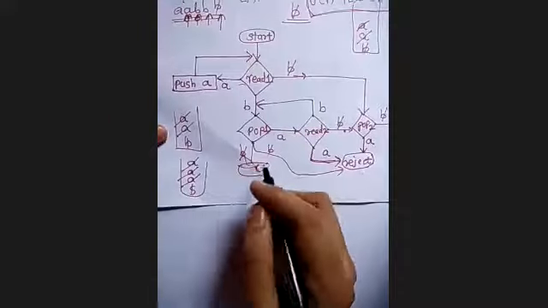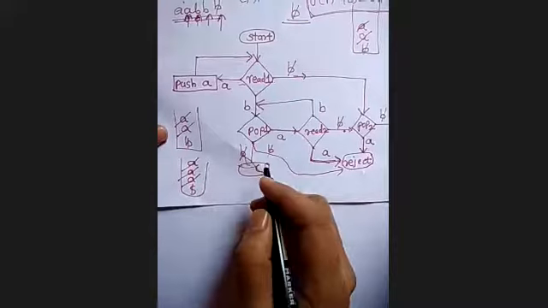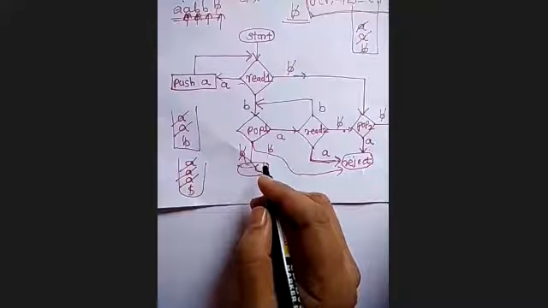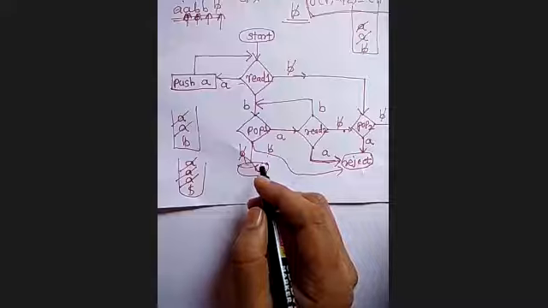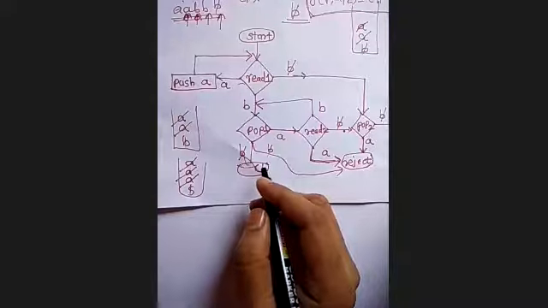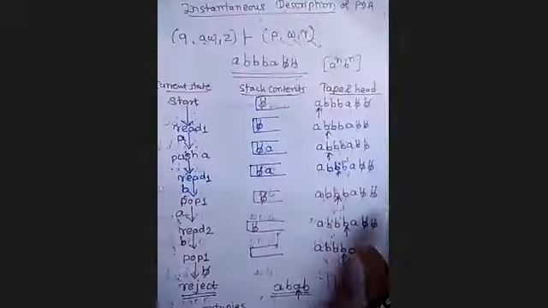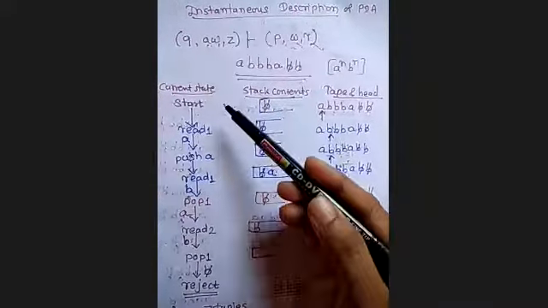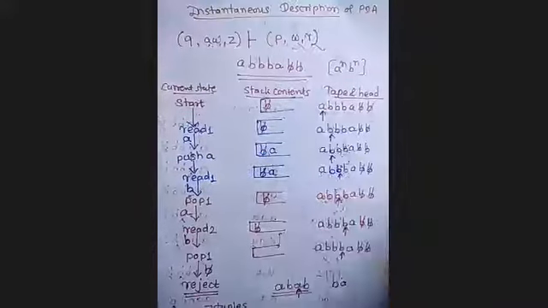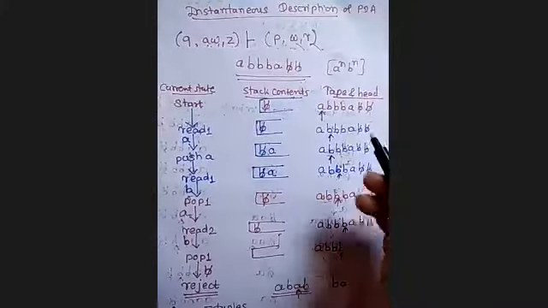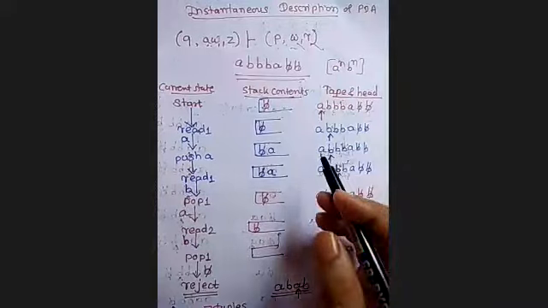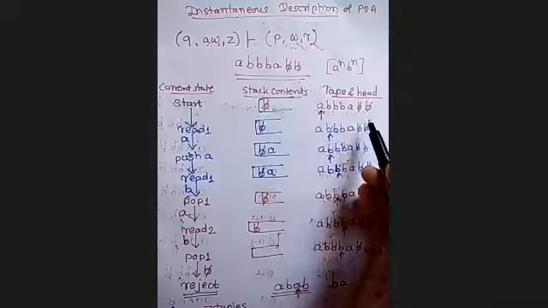Yes, ma'am. Okay. So we'll continue last time's example. For this example, we have seen the simulation. If you remember, for this example, a to the power n, b to the power n, we used three columns: current state, stack contents, and the third was the tape and head.